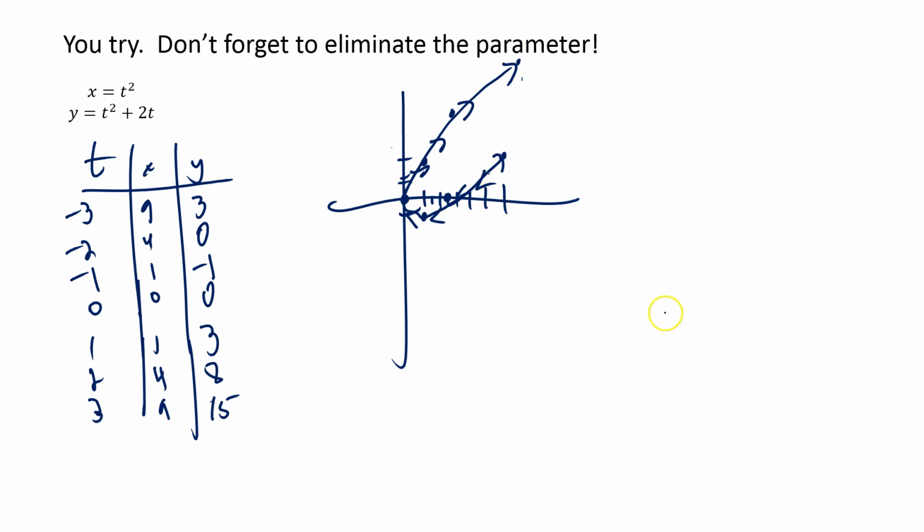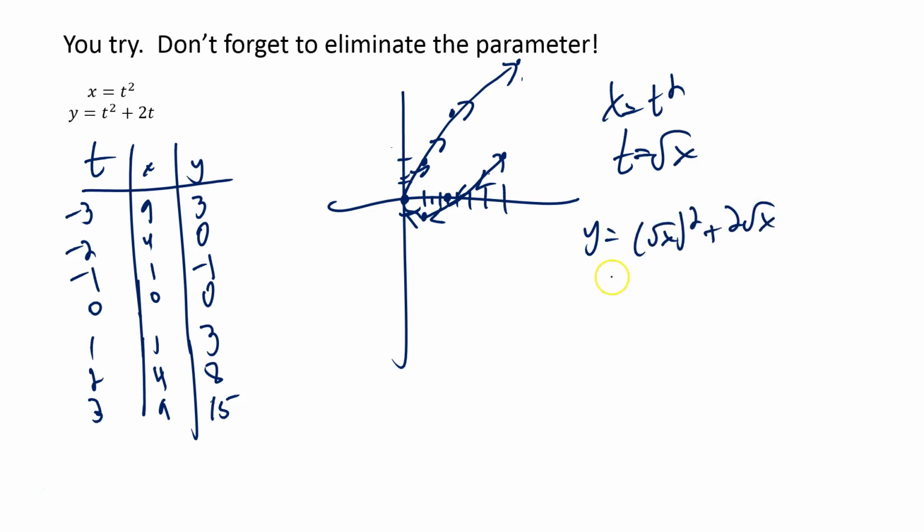Let's try to eliminate the parameter. So I'm going to solve the easier of the two. Looks like the top one is easier. If x is t squared, then t is root x. Plug that into the y. So y is root x squared plus 2 root x. Simplify that a little bit. That is just x plus 2 root x. Kind of cool.